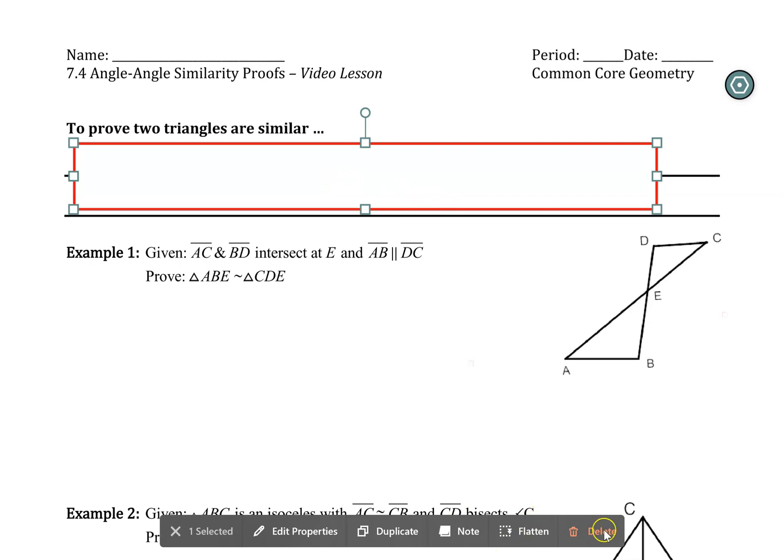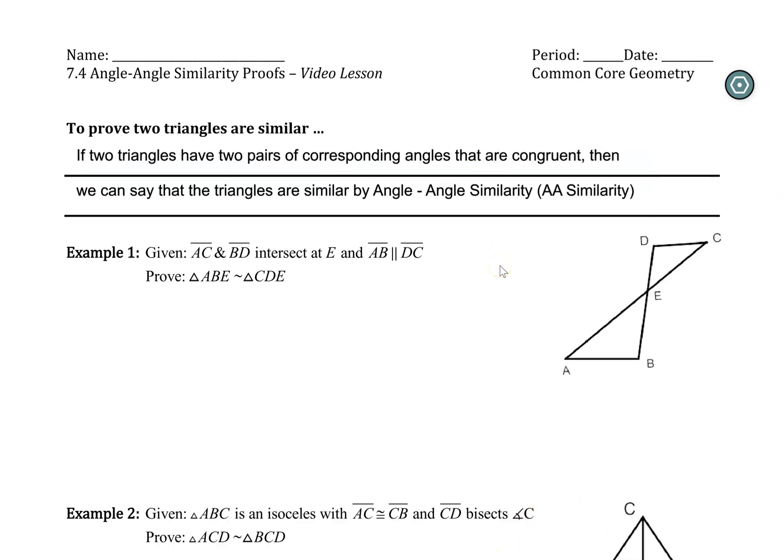That means that if two triangles have two pairs of corresponding angles that are congruent, and that's the key part, it needs to have two pairs and they must be congruent, then we can say that the triangles are similar by angle-angle similarity. And we can abbreviate that here by just saying AA similarity.